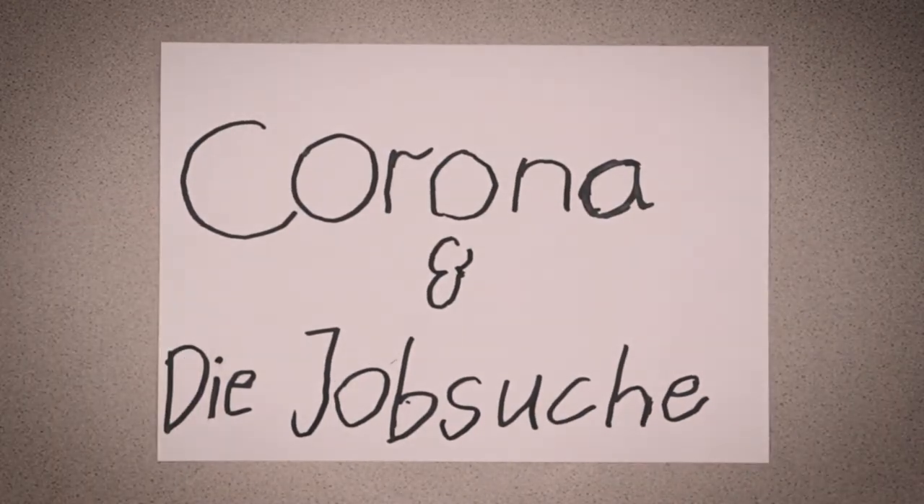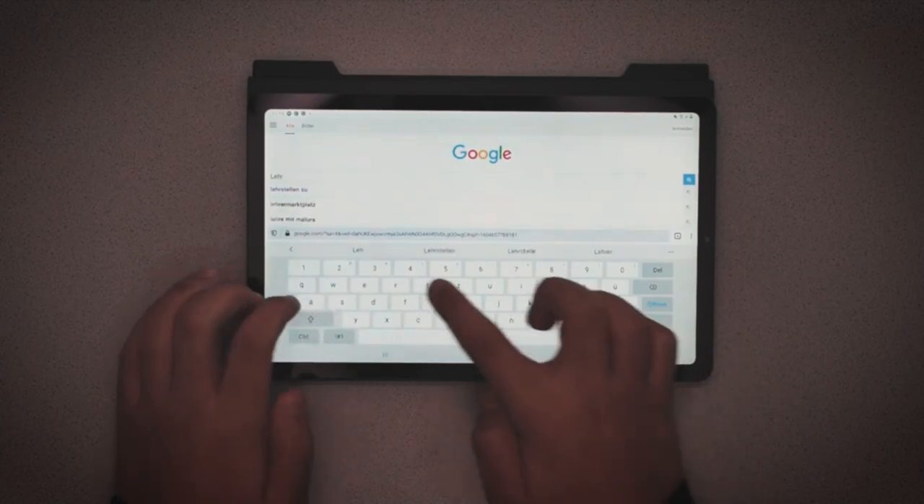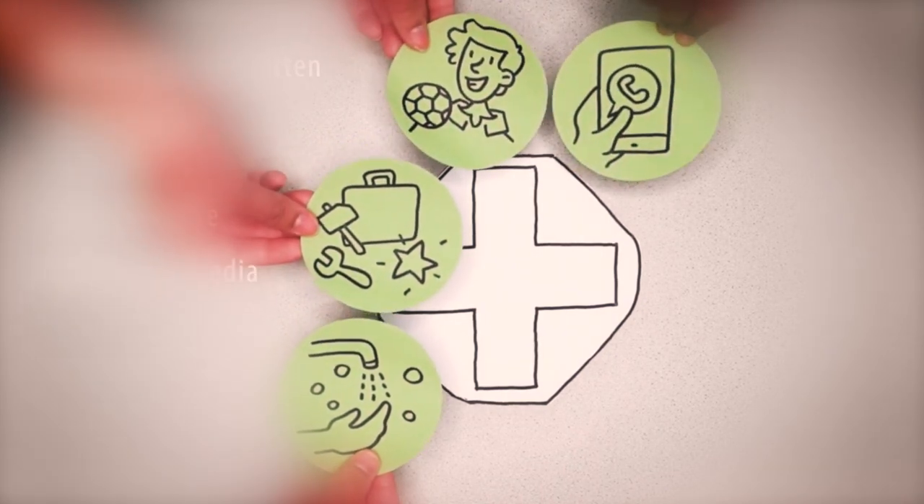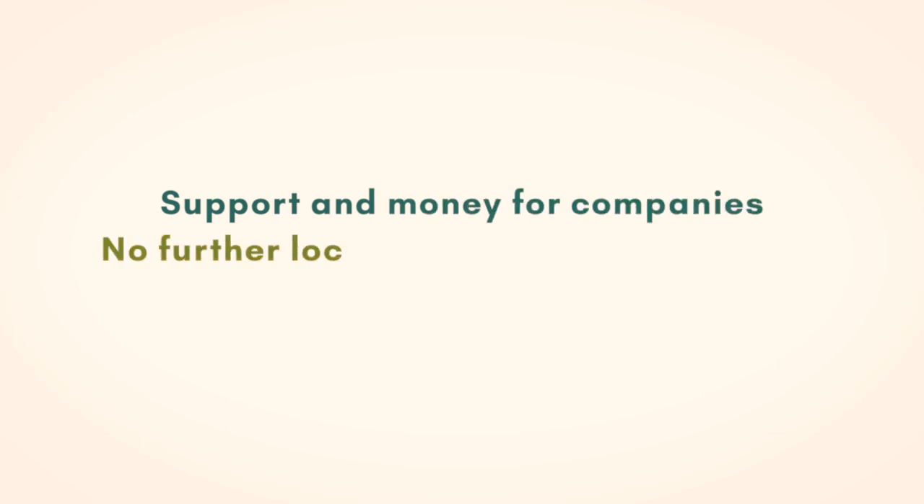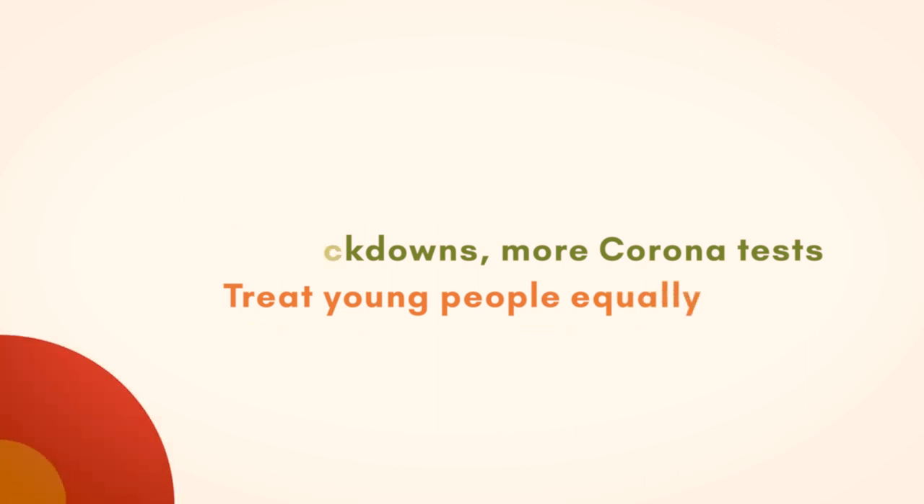One co-research group decided to research the challenges that young people encountered during the COVID-19 pandemic when looking for education and employment. The outcomes were policy suggestions made by the young people, including support and money for companies so that they can reopen, hire and pay apprentices, no further lockdowns but instead more corona tests, and treat all young people equally, no matter where they come from and what language they speak.